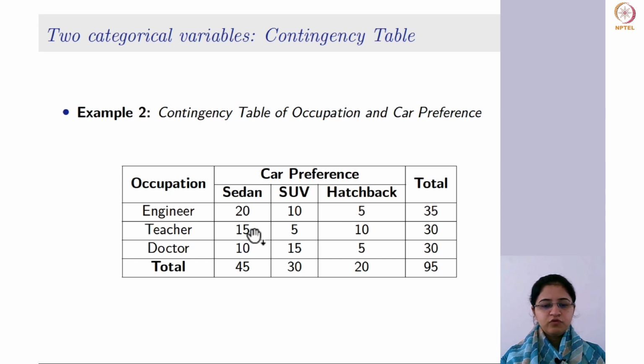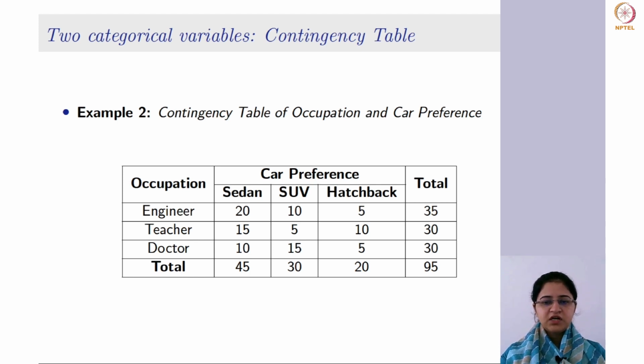Next, if you look at the teachers, then 15 teachers prefer sedan and 15 doctors prefer SUV. So hatchback cars, if you see from here, the maximum representation is by the teachers. There are 10 teachers who prefer hatchback, whereas engineers and doctors prefer it less. Obviously, this is just a sample data set. The actual values might differ.